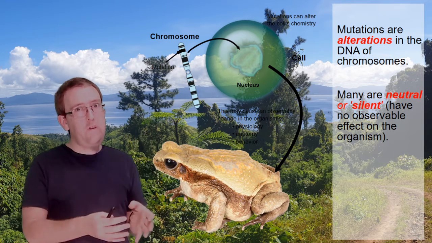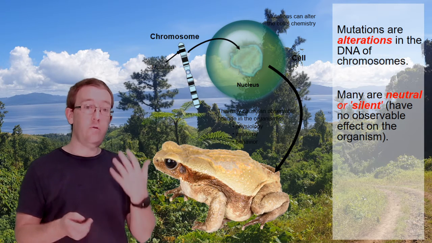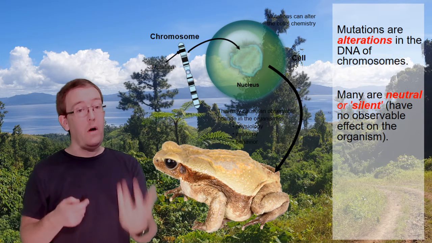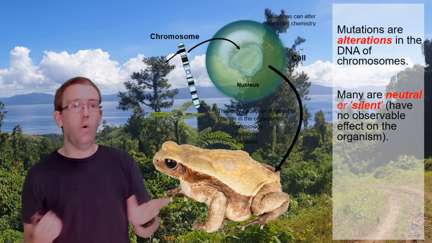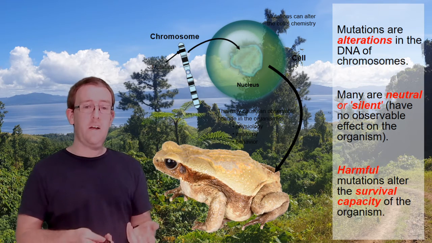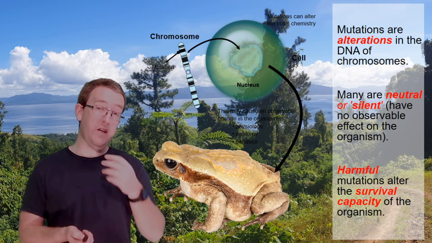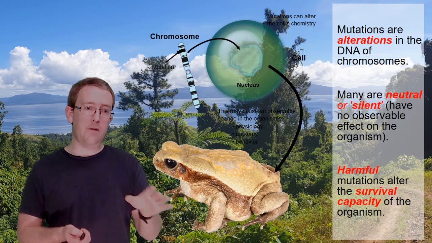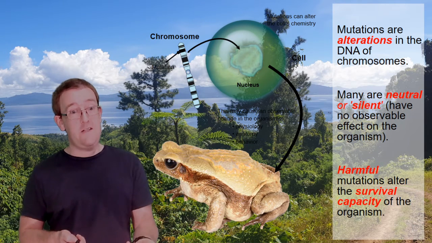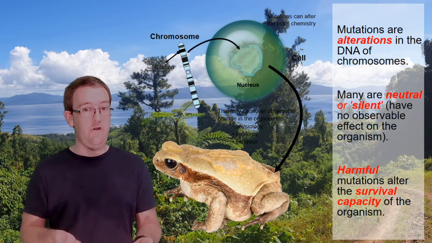But even if it was in an exon of a gene, the code's degenerate, remember? The third base isn't as important as the first two, so it might change one codon into another one that codes for the same amino acid. So the next most likely thing is that a harmful mutation might alter the survival capacity of the organism, and after that you get the possibility of a new useful allele popping up which could generate something better in a particular environment, which would then lead to evolution and natural selection.